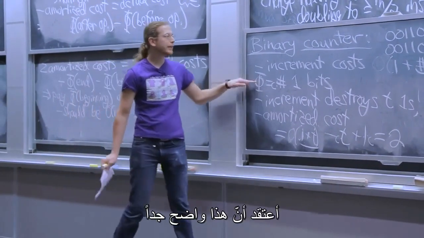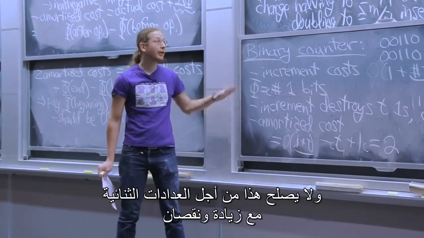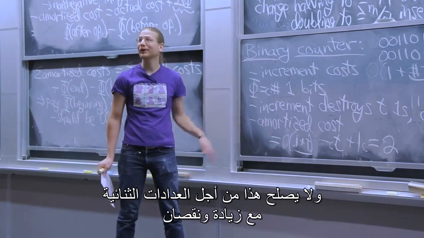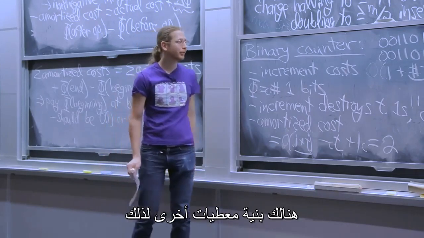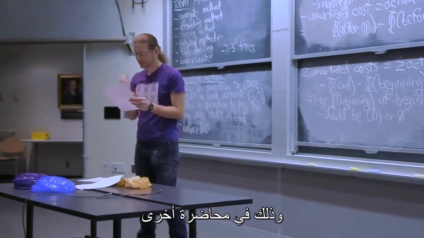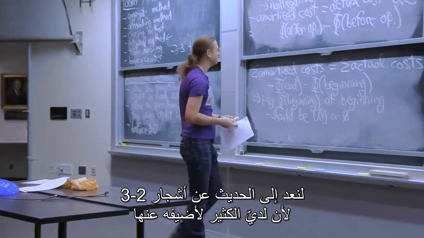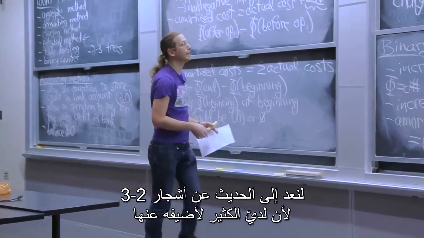I think this is very clean, much easier than analyzing the fractal of the costs. Now, binary counter with increment and decrements, that doesn't work. There are other data structures to do it, but that's for another class. Let's go back to 2-3 trees, because I have more interesting things to say about them.